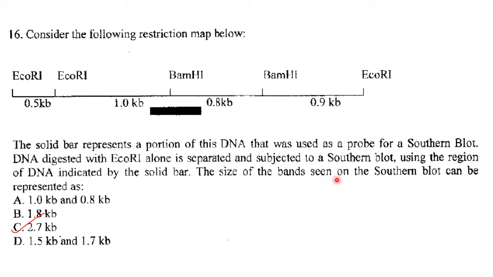The size of the bands seen on the Southern blot can be represented as. So what will be the size of the band that you observe on your Southern blot? Here this portion will be lost. So what is remaining? 1 plus 0.8 plus 0.9, and that you will get as around 2.7 kb, because that will be detected by the probe. So the answer is option C.